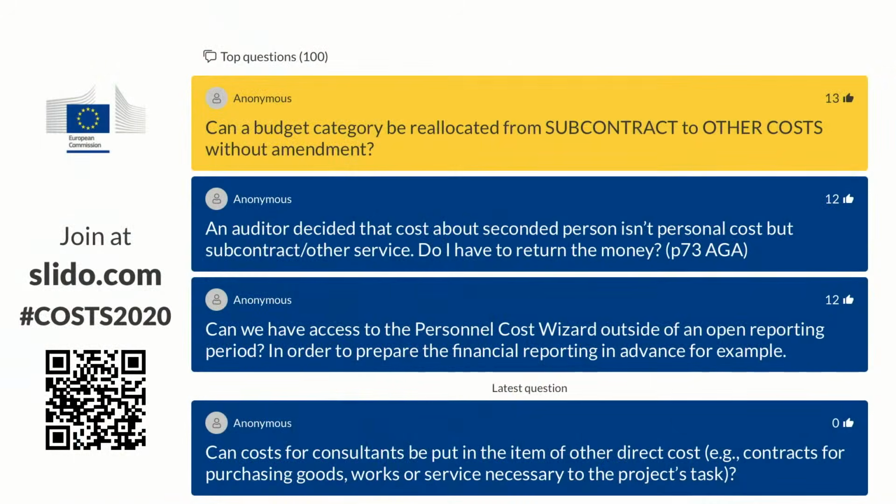Okay, thank you. Next question. Can a budget category be reallocated from subcontract to other costs without amendment?